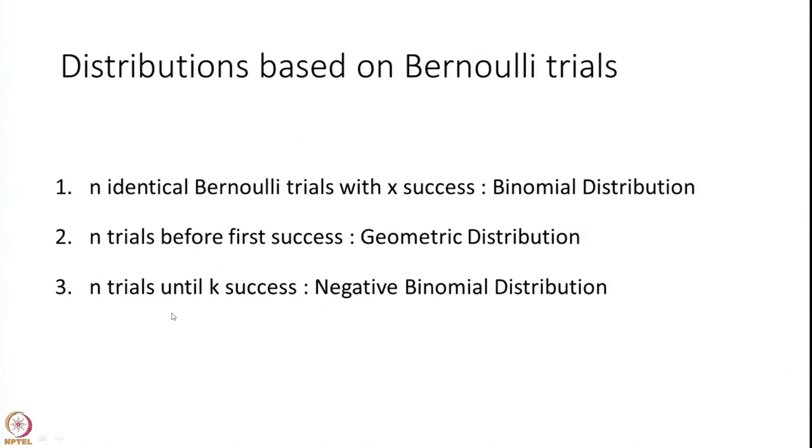And then you have n Bernoulli trials until you get k successes. Here there is a spelling mistake, it should be k successes. And this is called a negative binomial. Why the adjective negative and why still binomial, we will see when we look into the distribution. So, first let us go to the binomial distribution.